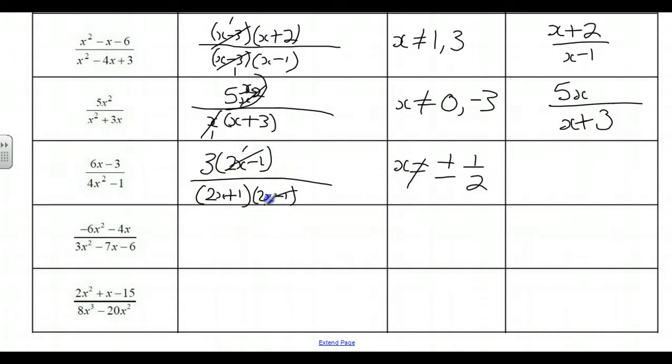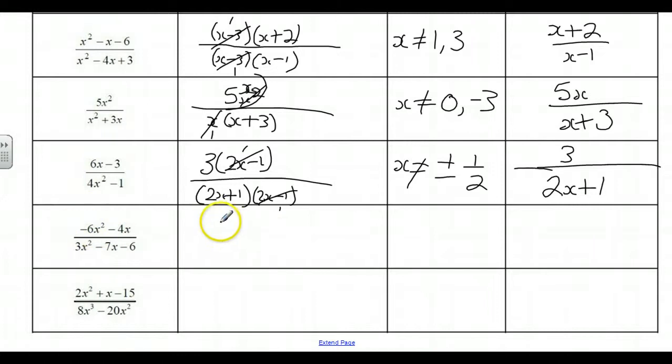Now we can cross off. Putting 1s, 3 times 1 is 3. And on the bottom, or if you want to be technical about it, the denominator, 2x plus 1.